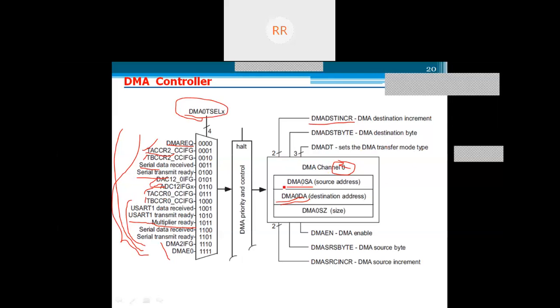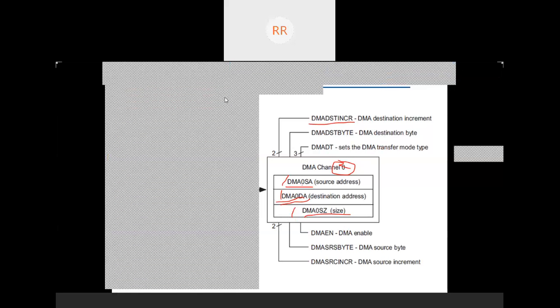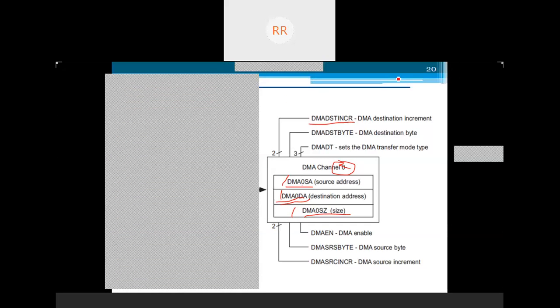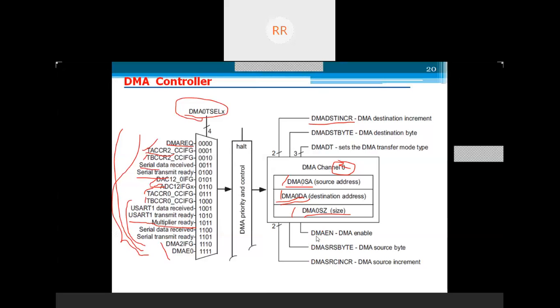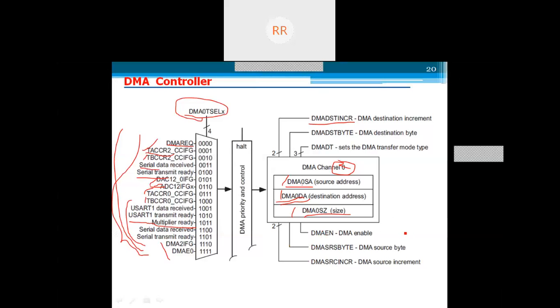So for that, we have the source address and destination address registers. And also the size, how much data you want to transmit. For that, there is the size of the data. And next, now the DMA enable bit. This bit is used to enable the DMA operation.